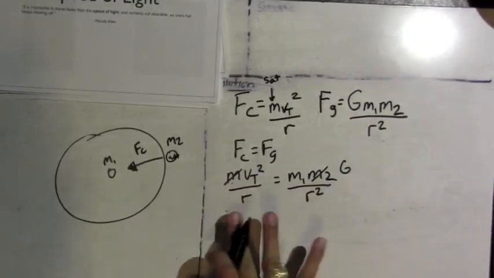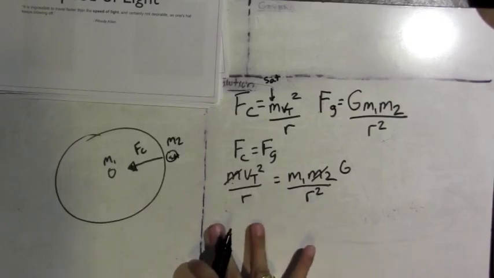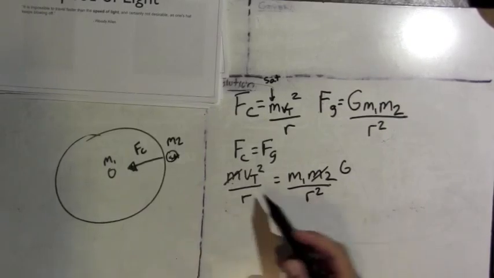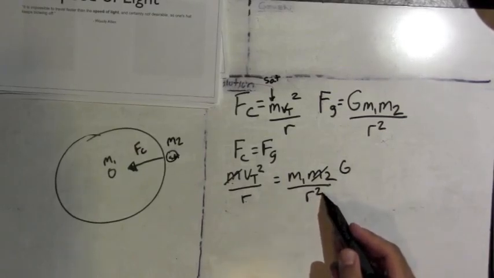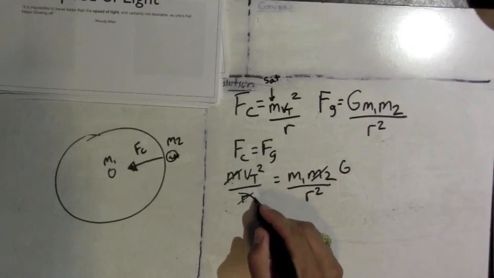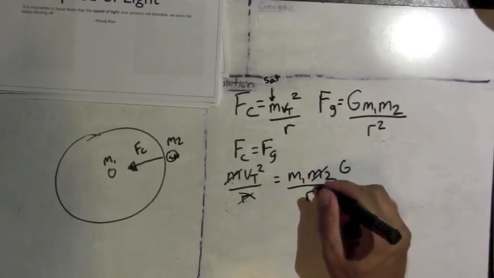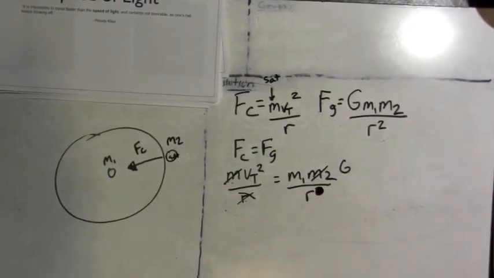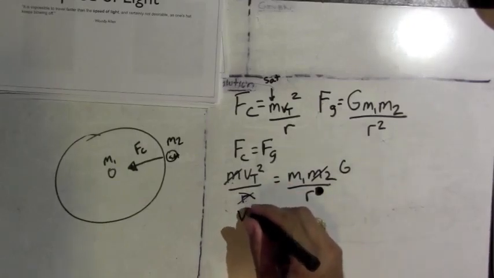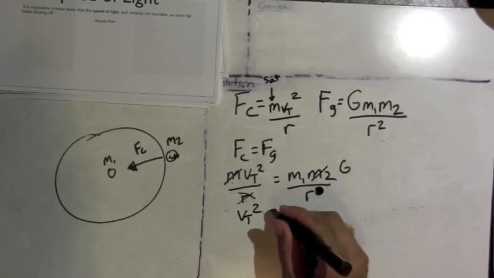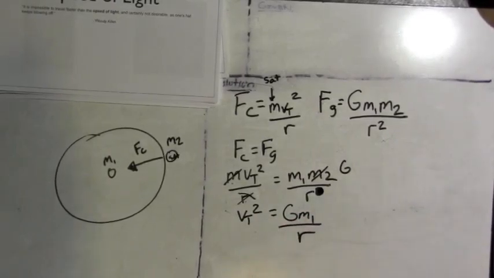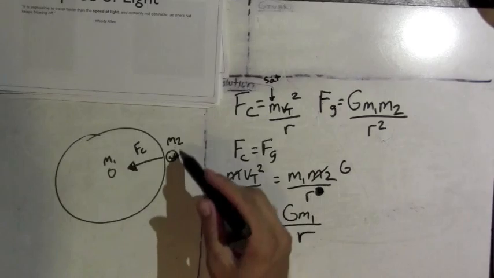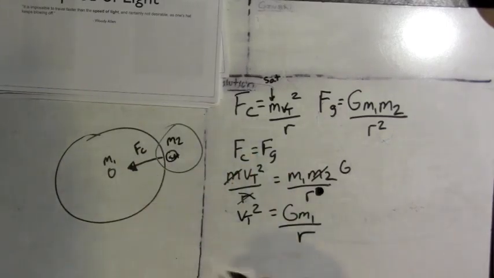If you have the same variable on both sides of the equation, you can actually eliminate it. You can also eliminate this r term right here because you have an r on the other side. This r term cancels out completely, but it actually just gets rid of the square value right there. So what we end up with is v_t squared equals G m1 over r. If you can see, there is no mass of the satellite anywhere in this equation.